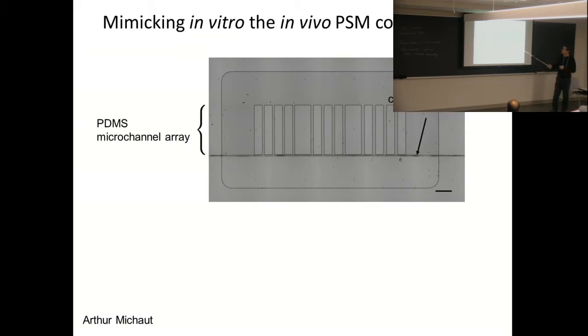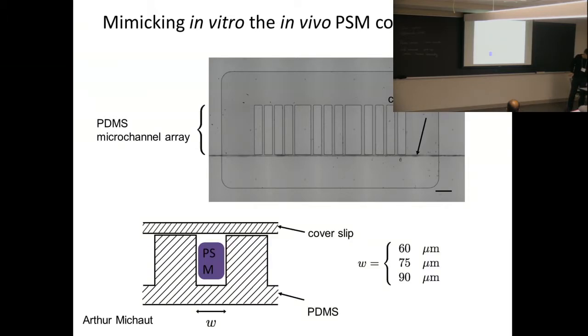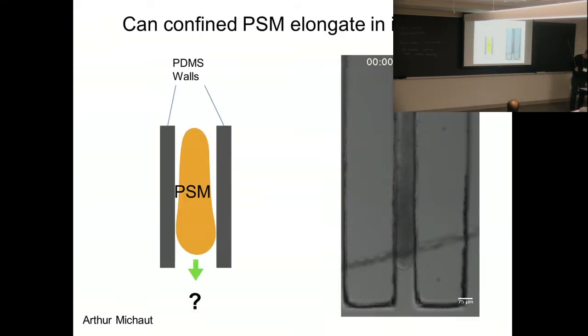We started to design a system of microchannels made of PDMS in which you could culture the presomitic mesoderm explants, and test whether they would elongate also autonomously. So this is just the design of these channels. These are grooves which fit the PSM dimensions, somewhere around 75 microns, which is the normal dimension of the presomitic mesoderm. And then you can cover this with a coverslip.